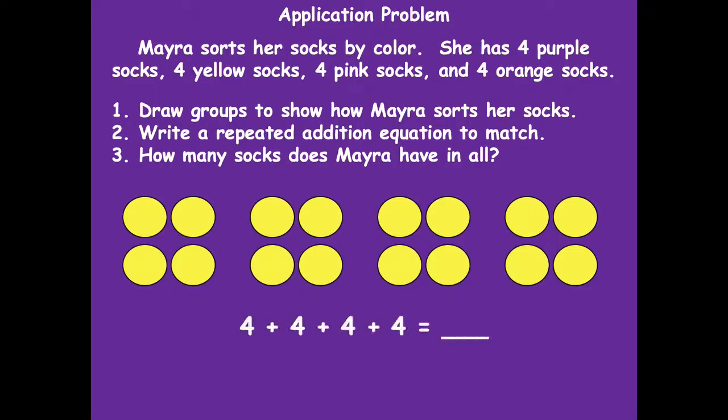Okay, my repeated addition sentence would be 4 plus 4 plus 4 plus 4, because I have 4 groups of 4. I know that 4 plus 4 plus 4 plus 4 equals 16, because 4 plus 4 is 8, plus 4 more is 12, plus 4 more is 16. So Myra has 16 socks in all. Did you guys get that too? Okay, awesome.